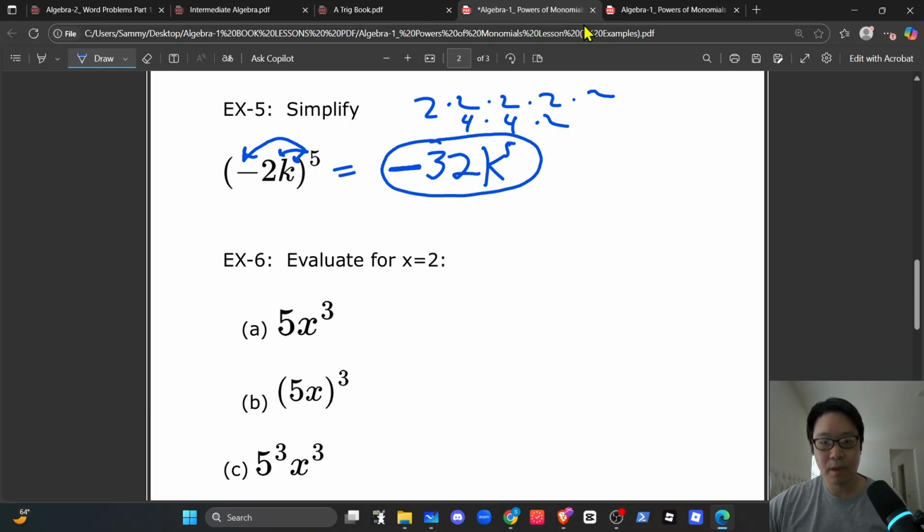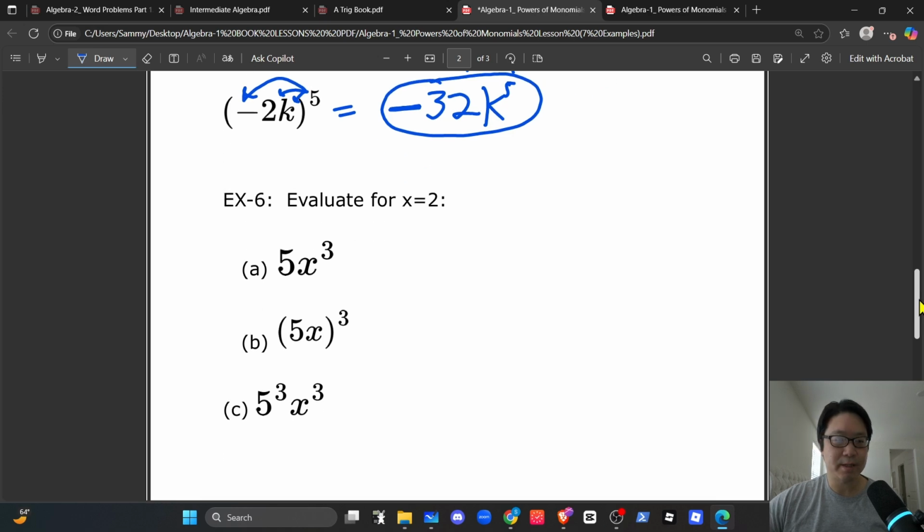Okay. All right. Example number 6. It says evaluate for x equals 2. So all we're going to do is plug in 2 for x in each of these. So 5x to the 3rd power. Make sure you surround whatever you're plugging in with parentheses. Okay, that's something you should always remember to do.